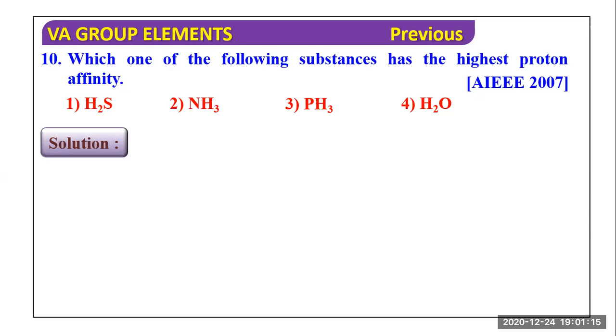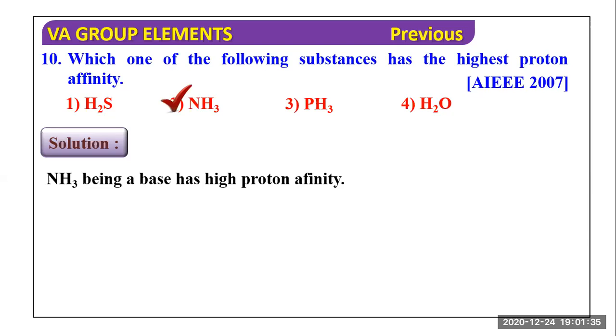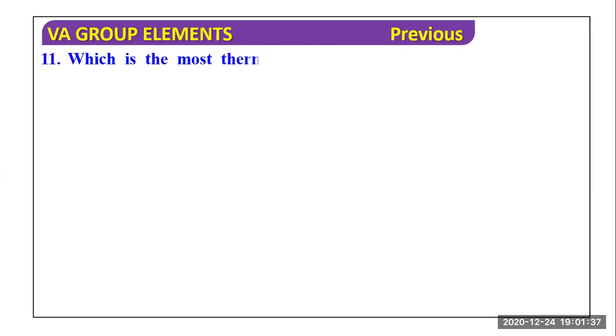The highest basicity, or which one is the strong base here? It is ammonia. So it can readily trap H+ ions. It has the highest proton affinity. Ammonia. Next question.